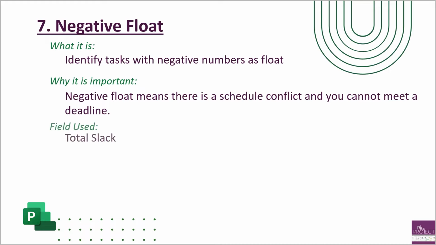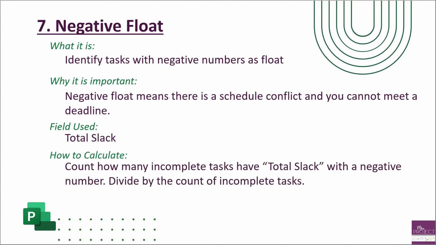So we're going to be looking again at that total slack column, and then we're going to count how many incomplete tasks have a total slack with a negative number and divide that count by the incomplete tasks. DCMA has a tolerance of 0% allowed, because again, it means you cannot meet your goal. Your plan cannot be met, so you need to work towards mitigating that negative float.